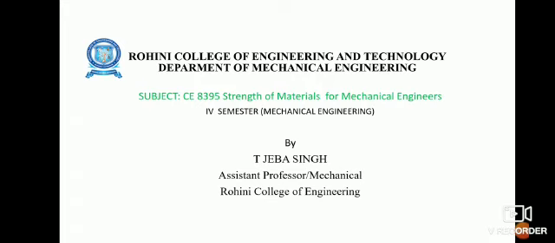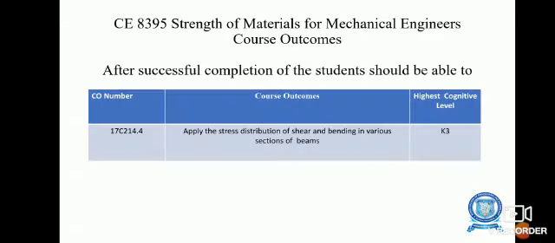Now we have discussed the subject C8395 Strength of Materials for Mechanical Engineers. The course outcome of the fourth unit: after successful completion, the student should be able to apply the stress distribution of shear and bending in various sections of beam. The knowledge level in this unit is K3.